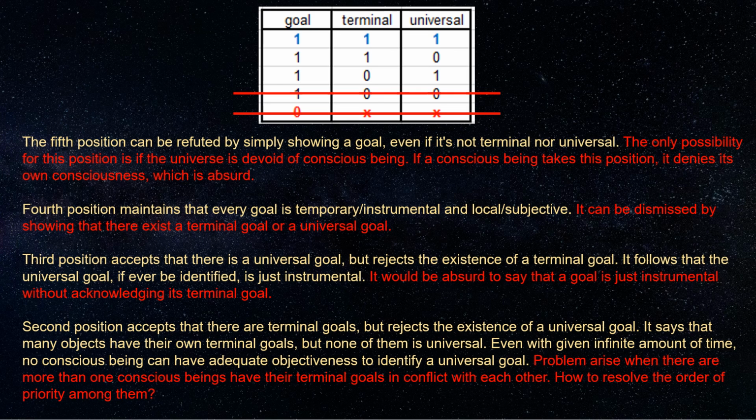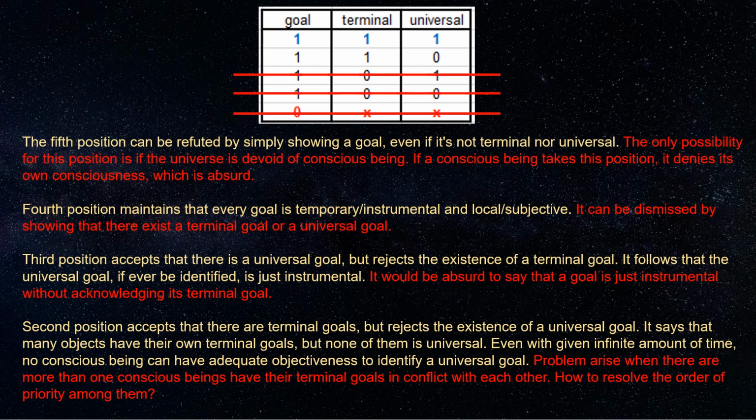Third position accepts that there is a universal goal, but rejects the existence of a terminal goal. It follows that the universal goal, if ever identified, is just instrumental. It would be absurd to say that a goal is just instrumental without identifying its terminal goal.